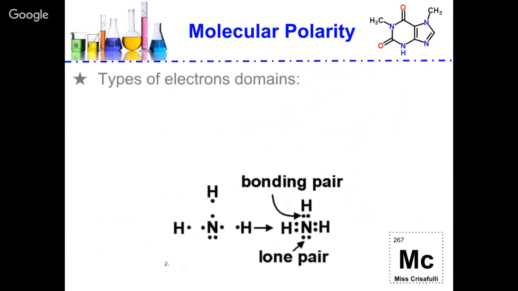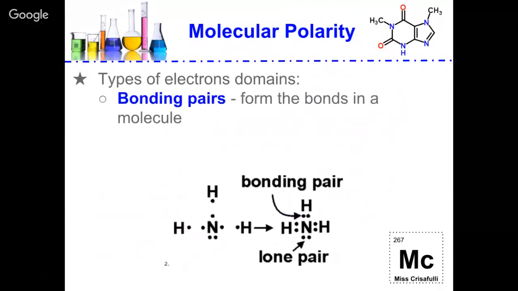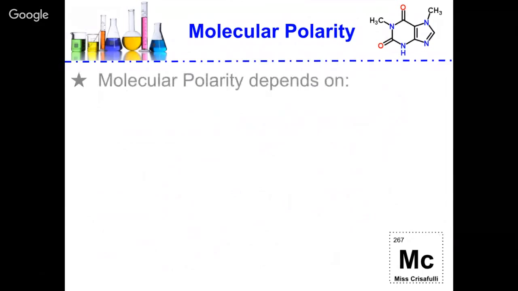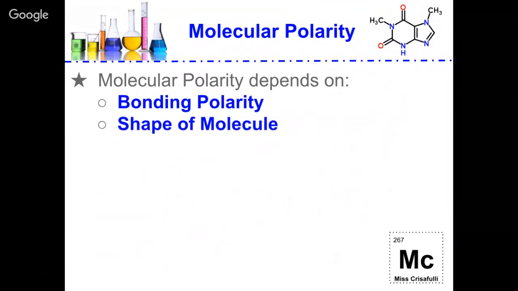So now let's talk about molecular polarity. There are two types of electron domains: bonding pairs, which are the electrons that form the bonds in the molecule, and then the lone pairs. Those are the dots that are not part of the bond. Molecular polarity is going to depend on two things: the bonding polarity, so the polarity between the bonds, and also the shape of the molecule.